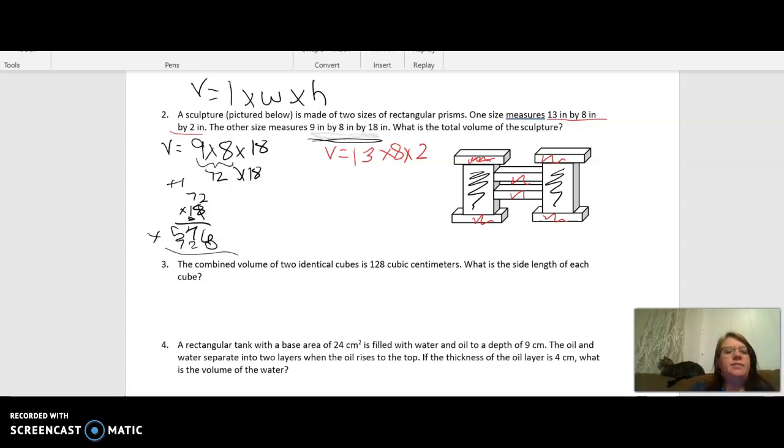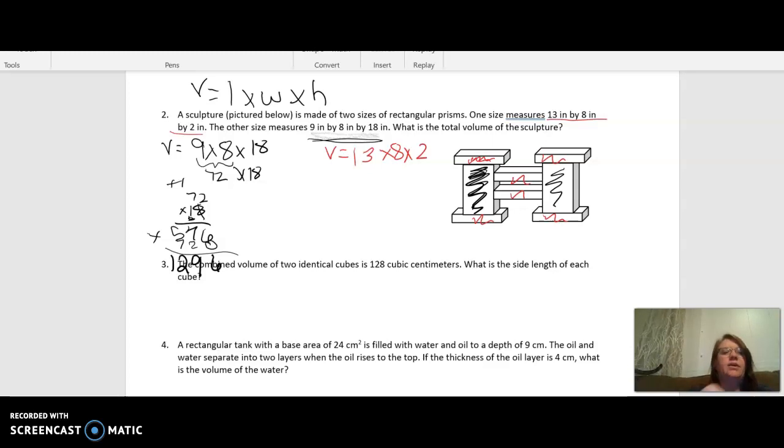So when I add them up, I'm going to get 6. 7 plus 2 is 9. 5 plus 7 equals 12. Hopefully you can read that through there. So I have the volume of a large prism is 1,296 inches. And remember, we're going to cube those, right?